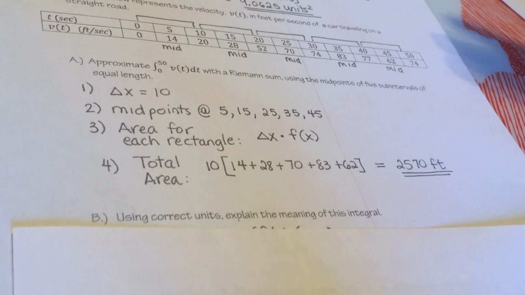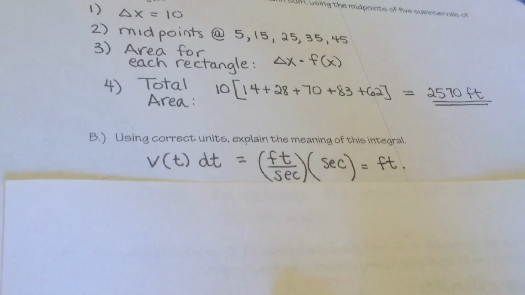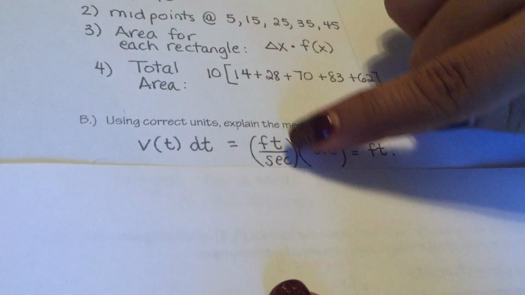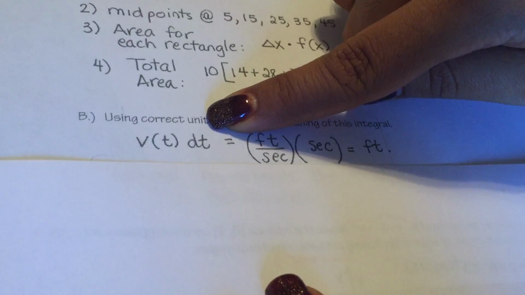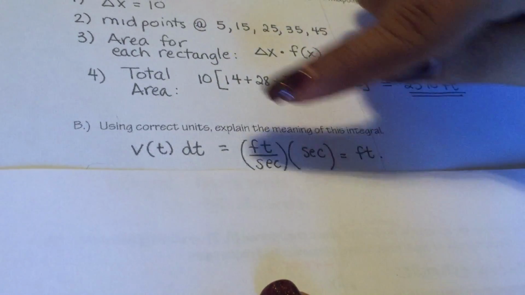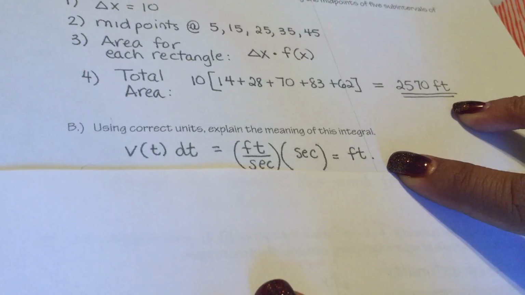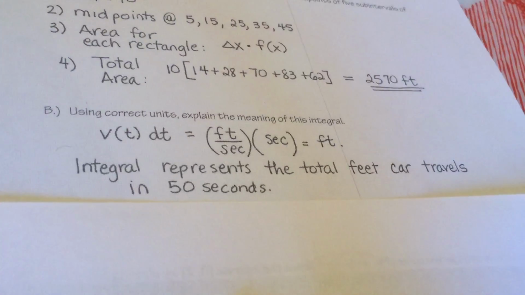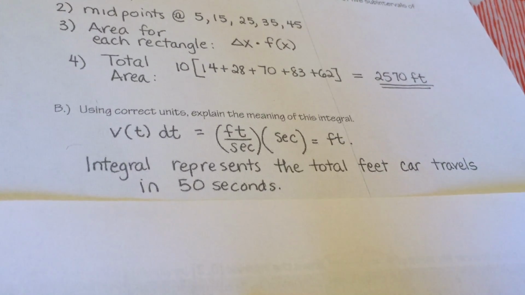And lastly, it says use correct units to explain the meaning of this integral. Well, the velocity function in units is feet per second, but we're looking at the change in the velocity over time, so that's just seconds. If we simplify that, that's where it gives us feet, which is what we had on part A. So what this is really saying is the integral is representing the total feet the car traveled in 50 seconds.